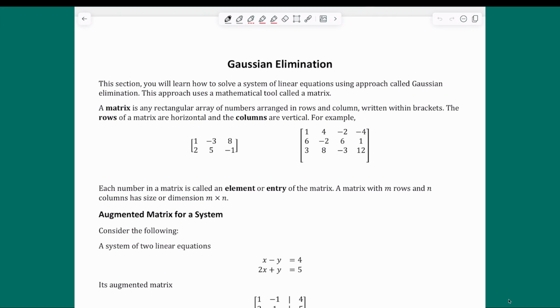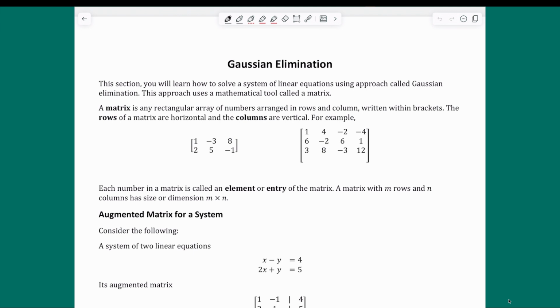Okay, so we're going to learn about Gaussian elimination. We'll learn how to solve a system of linear equations using an approach called Gaussian elimination. This approach uses a mathematical tool called a matrix. A matrix is any rectangular array of numbers arranged in rows and columns, written within brackets.